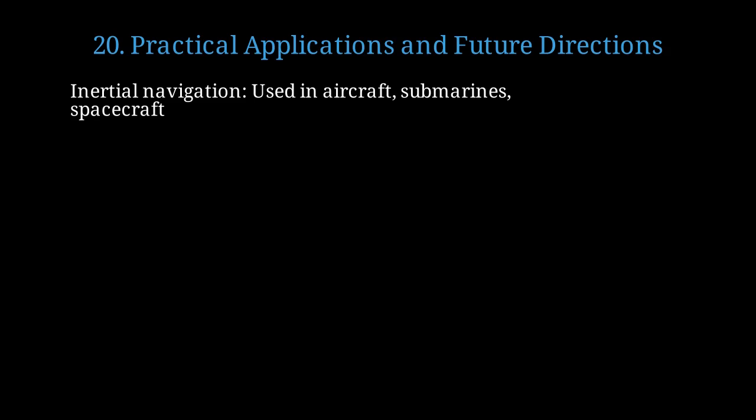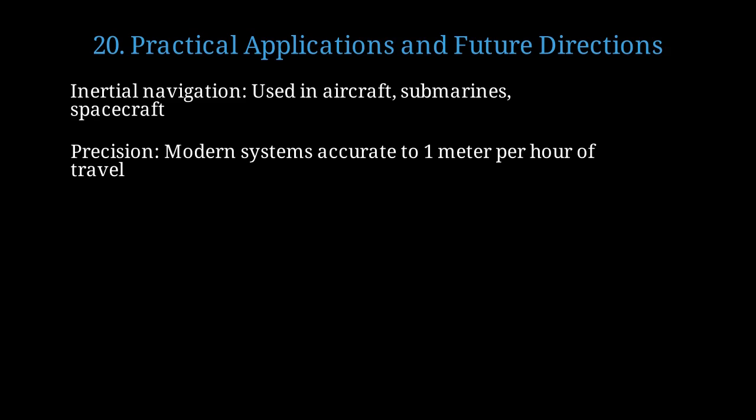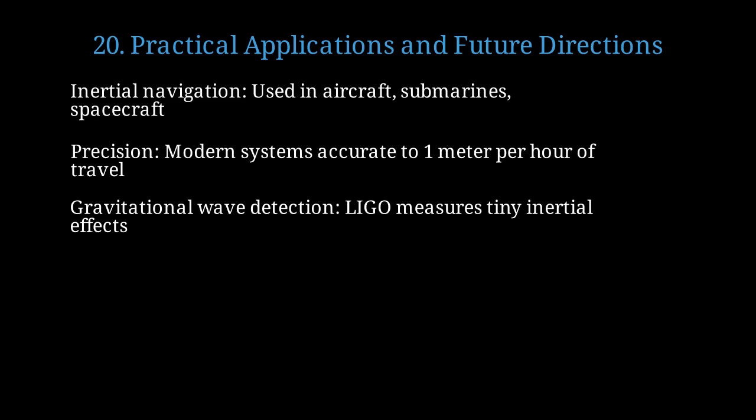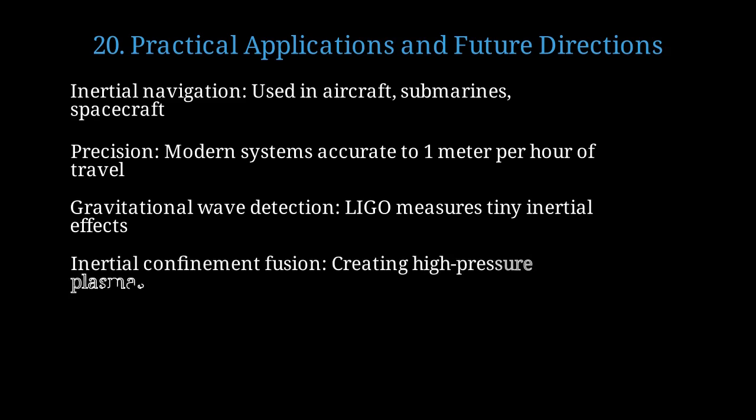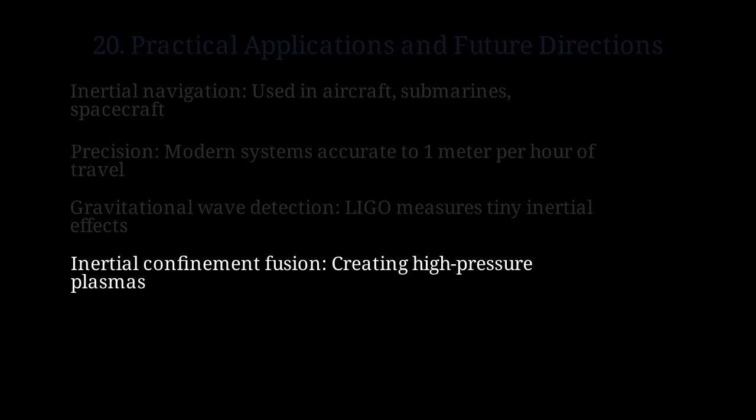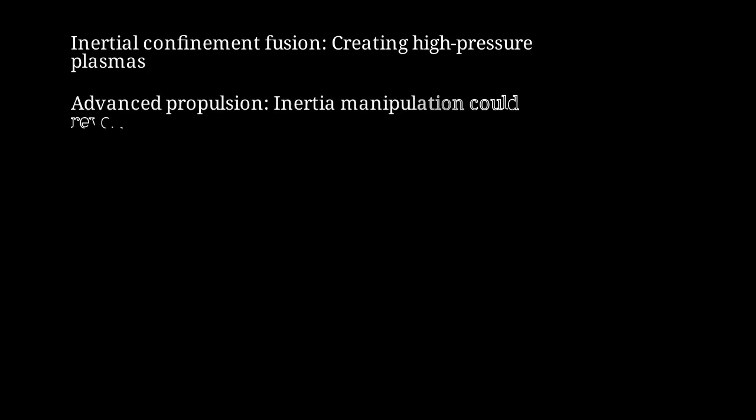Understanding inertia has practical implications for future technology. Inertial navigation systems use accelerometers and gyroscopes to track position without external references. Modern inertial navigation can maintain accuracy to within 1 meter per hour of travel. LIGO detects gravitational waves, which are tiny ripples in spacetime that affect inertial frames. Inertial confinement fusion aims to create incredibly high-pressure plasmas to achieve controlled nuclear fusion. If we could manipulate inertia, it could revolutionize space travel, allowing for faster-than-light travel or more efficient propulsion systems.